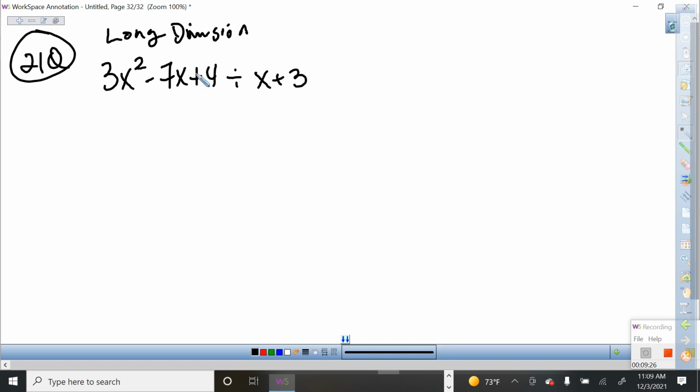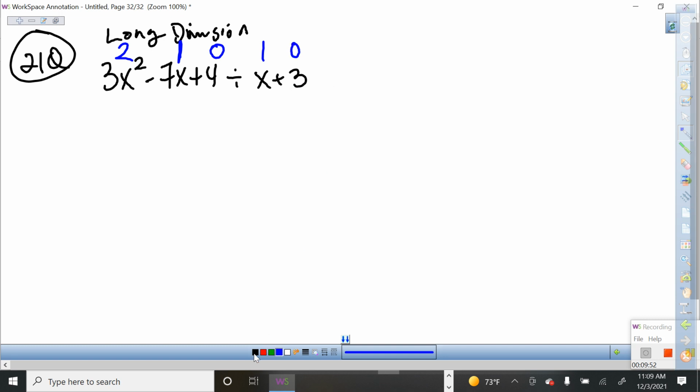So here goes the process. For long division, the very first thing we do is check to see if they are in standard form. What's the degree of this term? 2. This one, the exponent of the variable is 1. This one doesn't have a variable, so it's 0. Is it from highest to lowest? Yes. Is there anything missing? No. How about this one? First degree, 0 degree, highest to lowest? Yes. Anything missing? No.